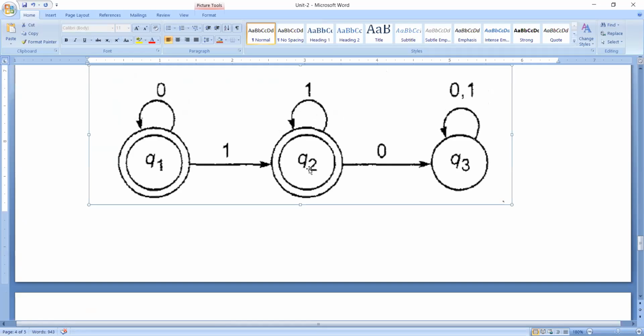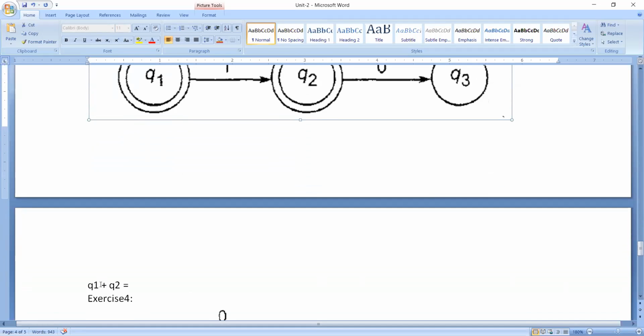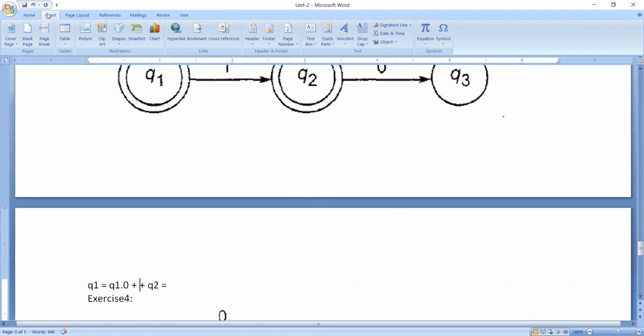Now let us go ahead and straight away write down the values for Q1, Q2 and Q3. For Q1, how many incoming edges are there? Only one incoming edge, coming from Q1 on 0, and as it is the initial state, we are going to add epsilon also. So Q1 is equal to Q1 into 0 plus epsilon. That is Q1.